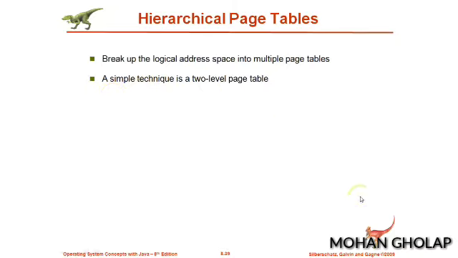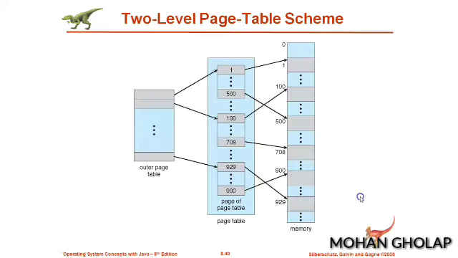Means the page table itself is split into two page tables. So let us consider this two-level page table scheme. Here you can observe, on this side we have the physical memory, and the page table is divided into two page tables. So as usual there is the page table, and another one is nothing but the outer page table.